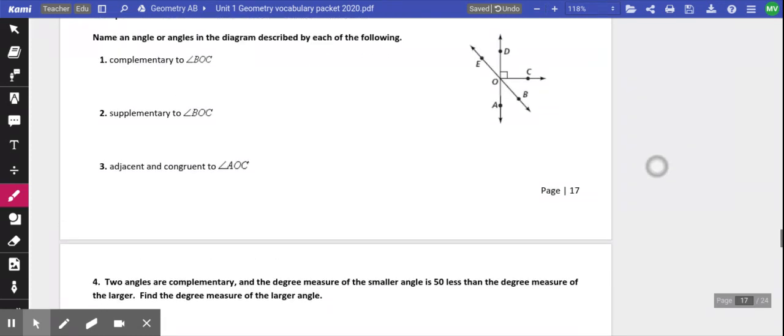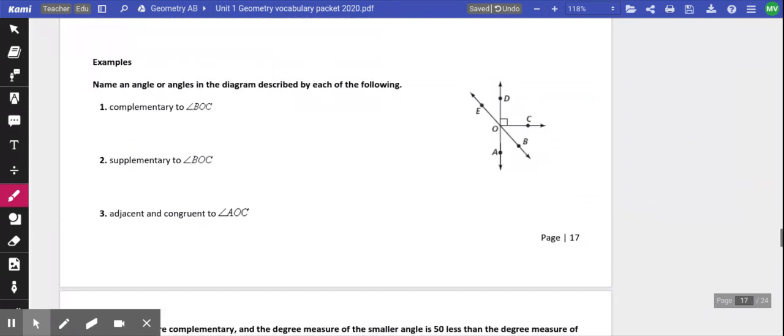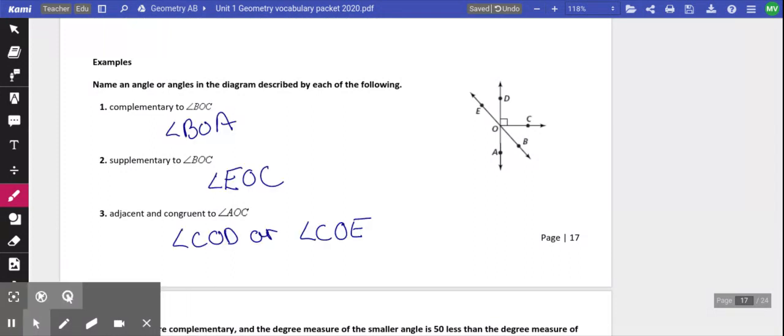I want you to pause and try these and then come back and check. Okay, so complementary to BOC is BOA. Supplementary to BOC is COE or EOC. And then adjacent to AOC, you have 2 choices here. You could say COD or COE.